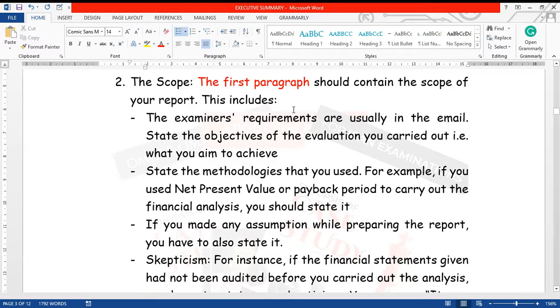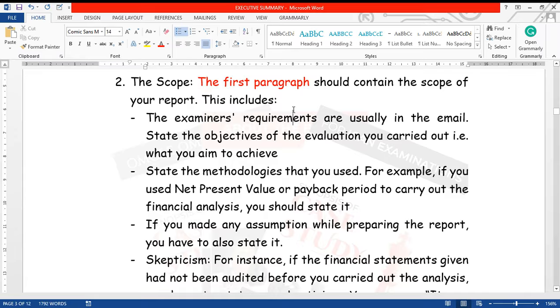It's going to be one of the exhibits in your unseen. So you have the examiner's requirement, to carry out an evaluation on the financial performance, or evaluate the project proposals of something, to get something related to that. That's the way the requirements will come. It's usually in an email that they'll send to you in the unseen.